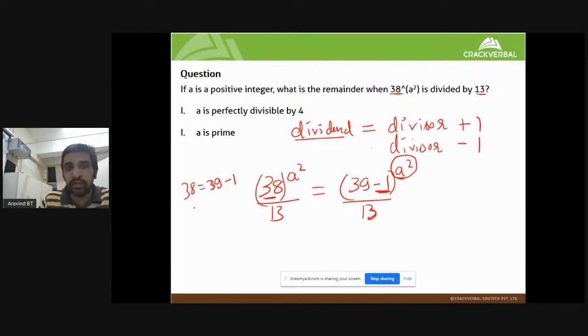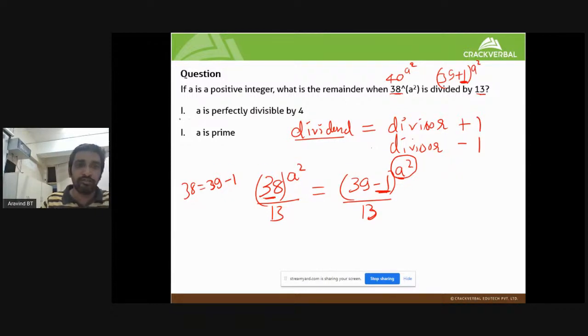On the other hand, if I had asked you this question, instead of 38 to the power of a square, had I asked you 40 to the power of a square, you would have written 40 as (39 plus 1) to the power of a square, and the remainder would always be plus 1. But because you have a minus 1 here, you have to be careful about the power.